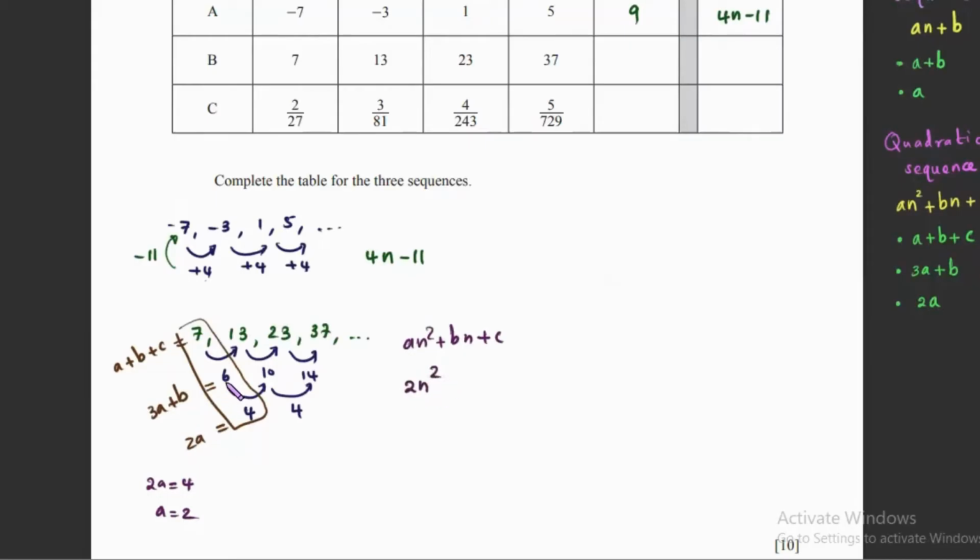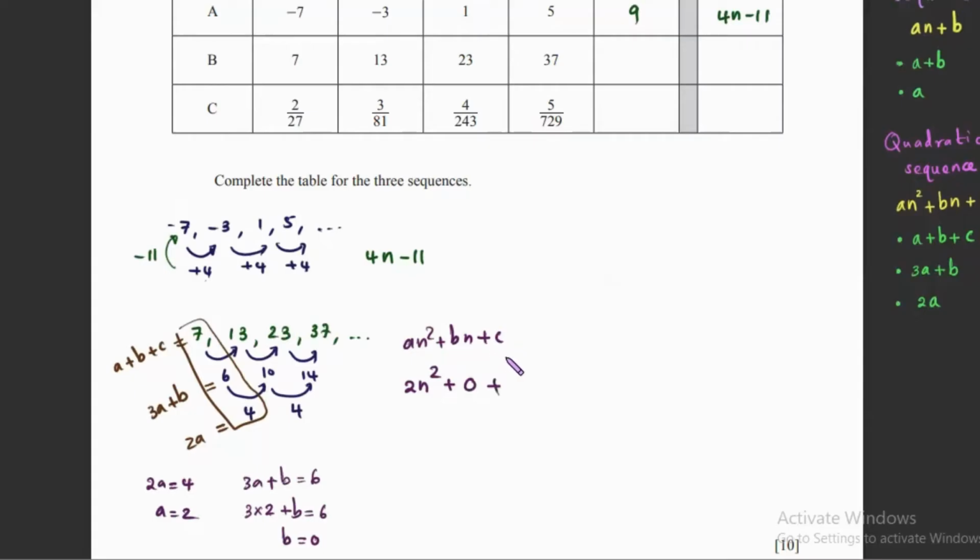I now need to find what b is. I know what a is, so the second equation is 3a plus b is equal to 6. I'm going to substitute the value of a here, which is 2, so 3 times 2 plus b is equal to 6. 6 plus b is equal to 6, which means the value of b has to be 0. In this case, this part will be 0n, or 0. I can just put a 0 there, or I can even remove it.